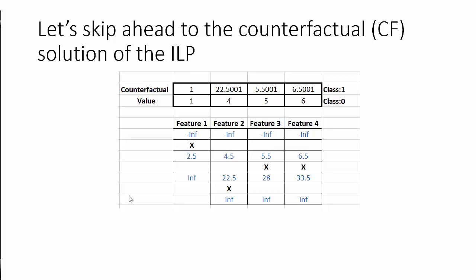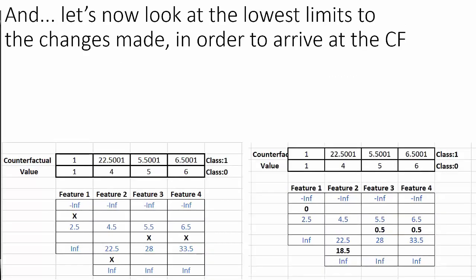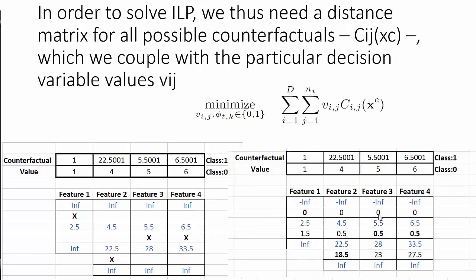Once again, this is the counterfactual solution and the Vij values for it. In order to understand Cj, let's look at the lowest limits to the changes made in order to arrive at the counterfactual solution. The first feature didn't have to be changed. The second had to be changed by at least 18.5, meaning from 4 to 22.5001 at least such distance has to be taken. The third by at least 0.5, and the fourth by at least 0.5.